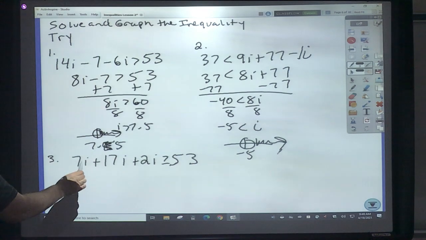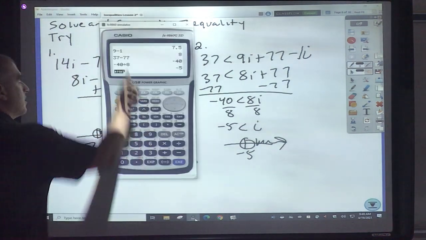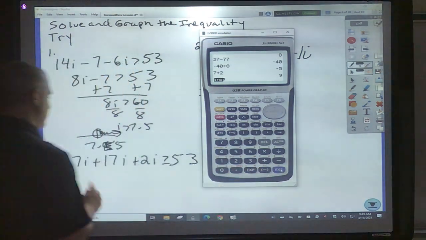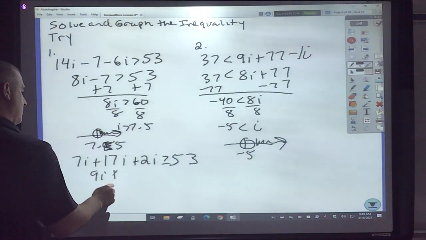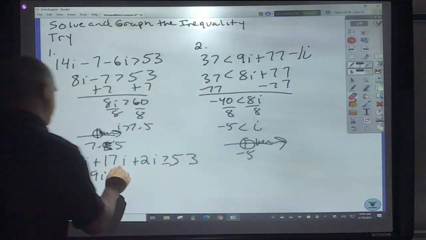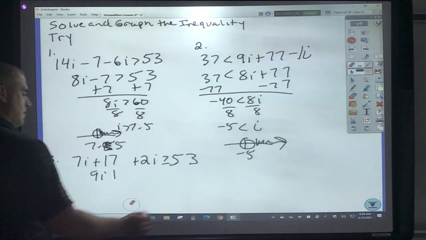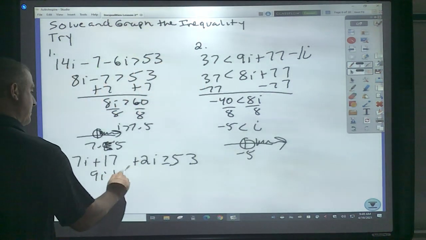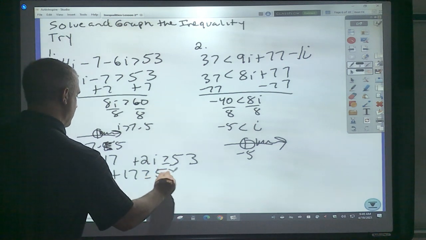Okay, this one, I'm going to combine this and this. Once again, that's all going to be on the calculator. All right, so 7 plus 2, that's going to be 9i. Oh, whoops, it should just be a 17. Sorry. Okay, so 9i plus 17 greater than or equal to 53.